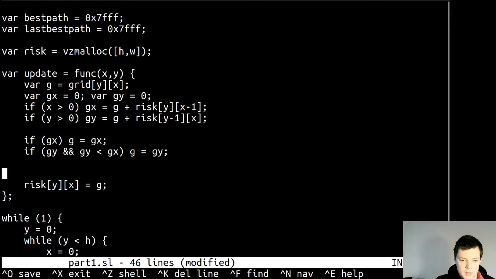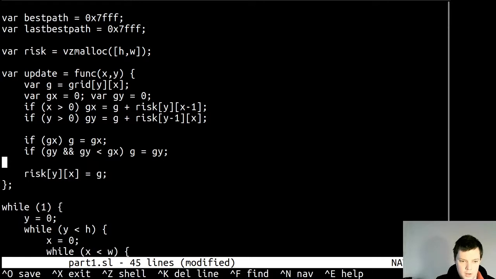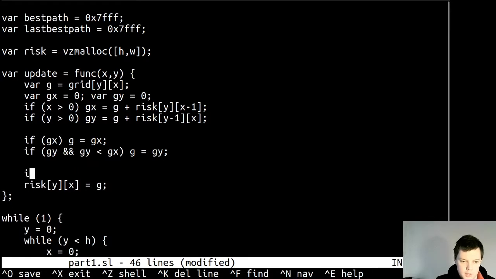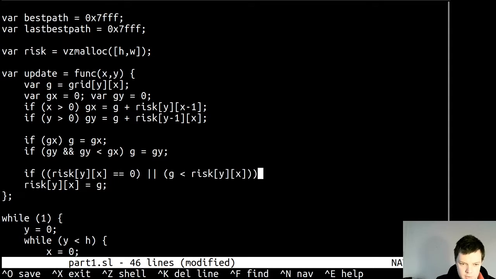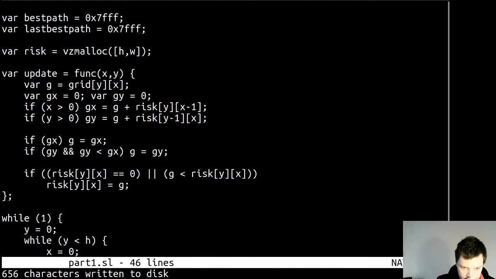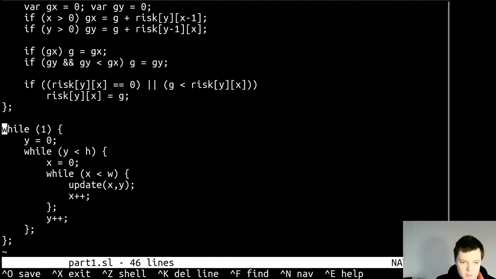And then, okay, and only if risk yx equals 0, or g is less than risk yx, do we assign to it. Okay.